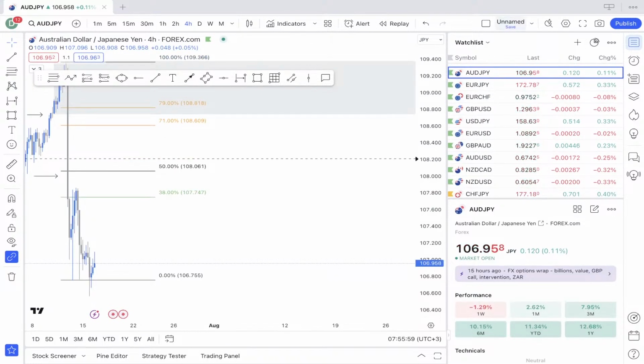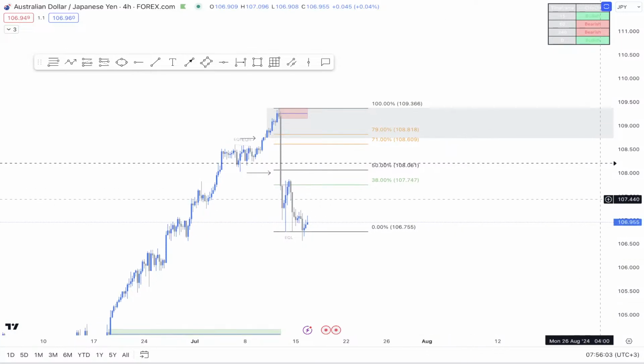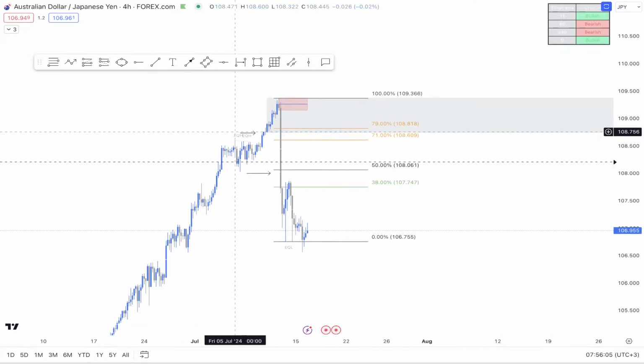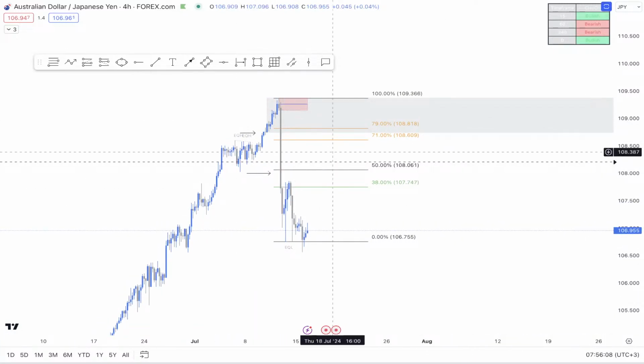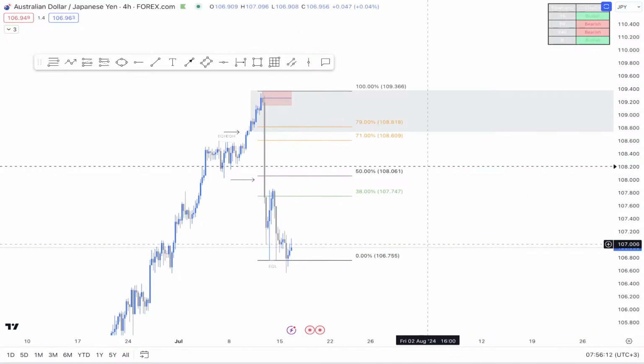On OJPY, we have another bearish opportunity. We have a bearish shift in momentum right here. We have a sweep caused by this fake out towards the upside, followed by this impulsive break towards the downside.